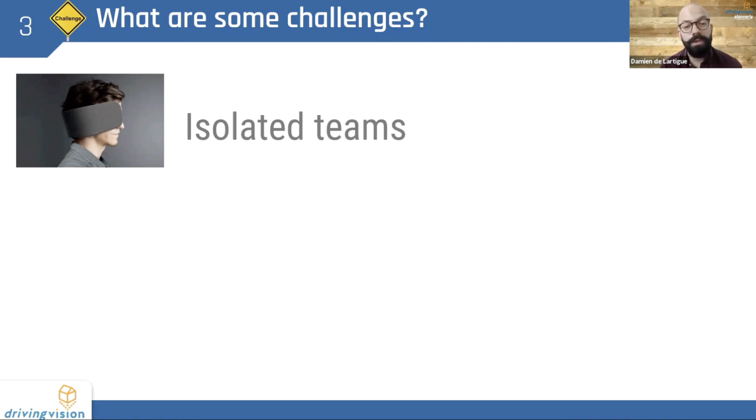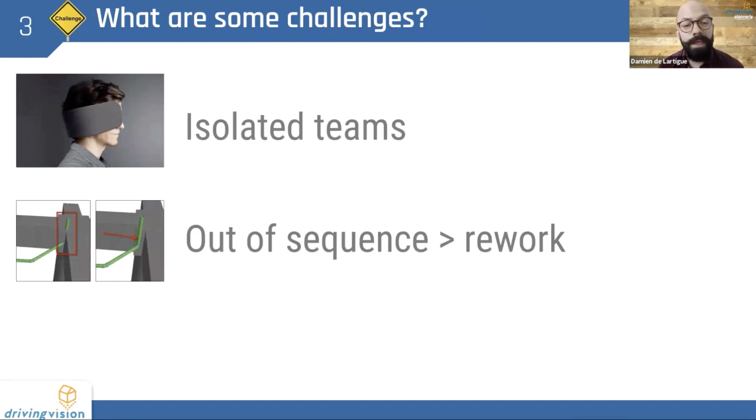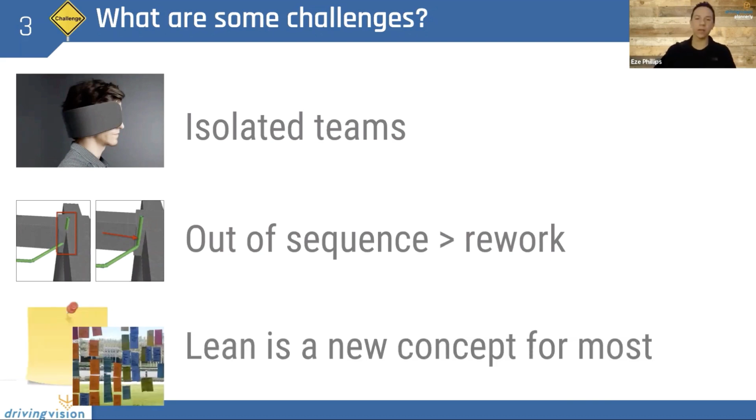Everyone's modeling their own scope, and it's difficult for us to understand and to influence other people's scopes. And since we can't all be in the same office at the same time, we end up with out of sequence work, which leads to rework, having to move something because it clashes or because it doesn't fit correctly. Yeah, it's so true. And we know that lean workflows are really important and deliver great results, but it's a new concept to most people.